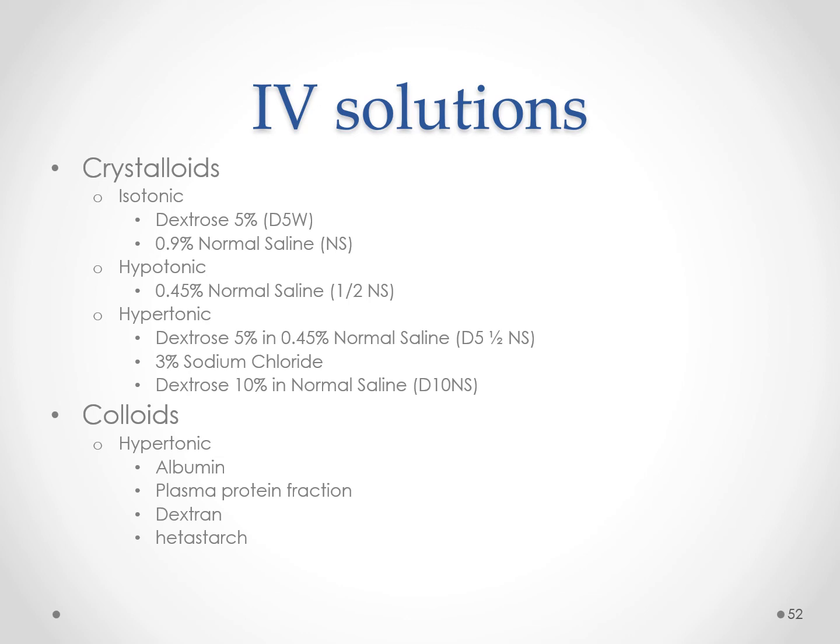Dextrose 10, again, is a lot. There's a lot of sugar in there. Okay, there's a lot. So those are hypertonic. Colloids are hypertonic, so more concentrated. So that's albumin. Okay, so we were talking about albumin and plasma protein fraction, dextran, and hetastarch. Those are things that are hypertonic. What types of things might that help? That might increase blood volume, right? That volume might help treat things like the tachycardia that you see in those patients.